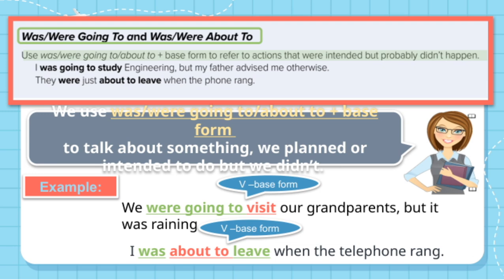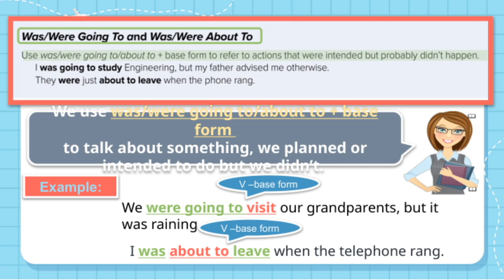Next, there's we were going to visit our grandparents, but it was raining. Here, it highlights a plan or intention that we had, visiting our grandparents, but because of the rain, we couldn't go ahead with it. The key point to remember is that we use was or were going to, or about to, plus the base form of the verb when we want to talk about plans or intentions that we had.